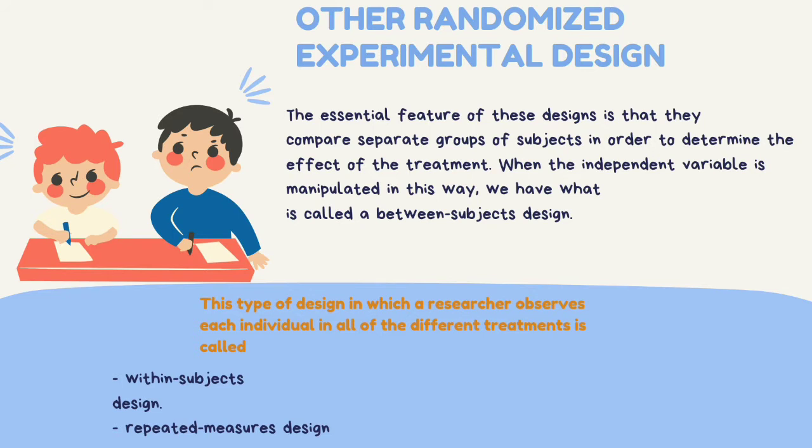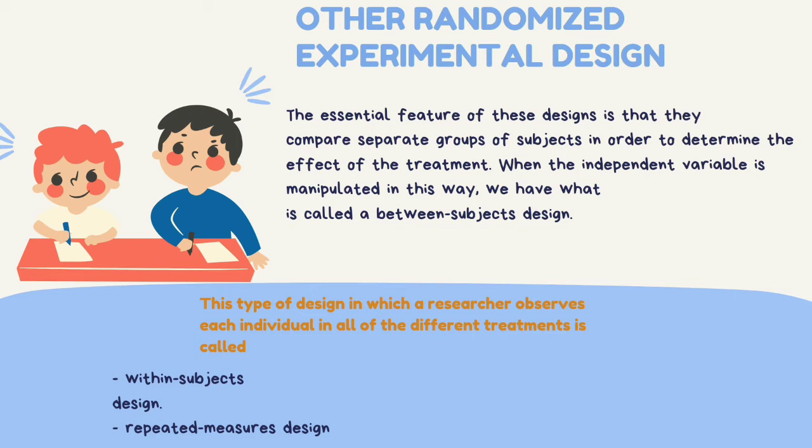Other randomized experimental designs. The essential feature of these designs is that they compare separate groups of subjects in order to determine the effect of the treatment. When the independent variable is manipulated in this way, we have what is called a between-subject design. For example, a researcher who compares reading achievement scores for students taught by one method with scores for an equivalent group of students taught by a different method is using a between-subject design.